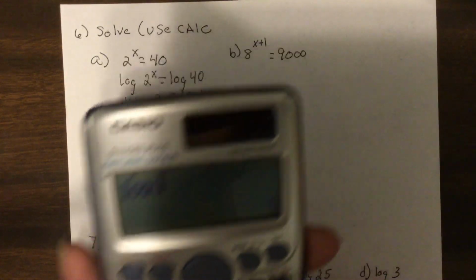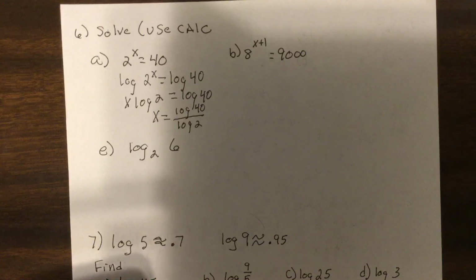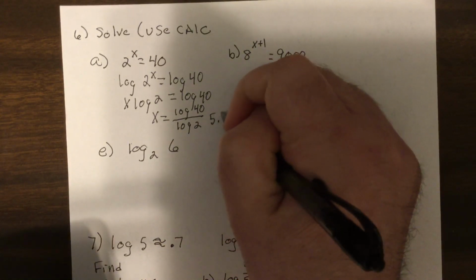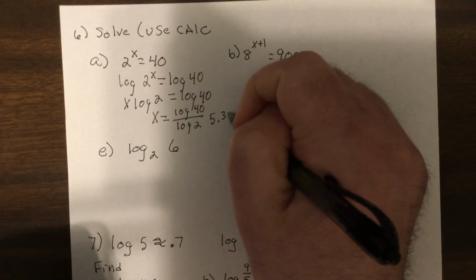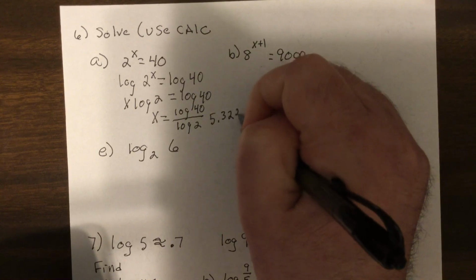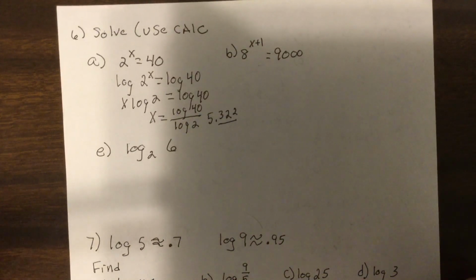But anyways, I'll go log of 40, close parentheses, divided by log of 2. And I get 5.3219. So I'm going to round to 5.322. I want you to round to 3 places past the decimal.